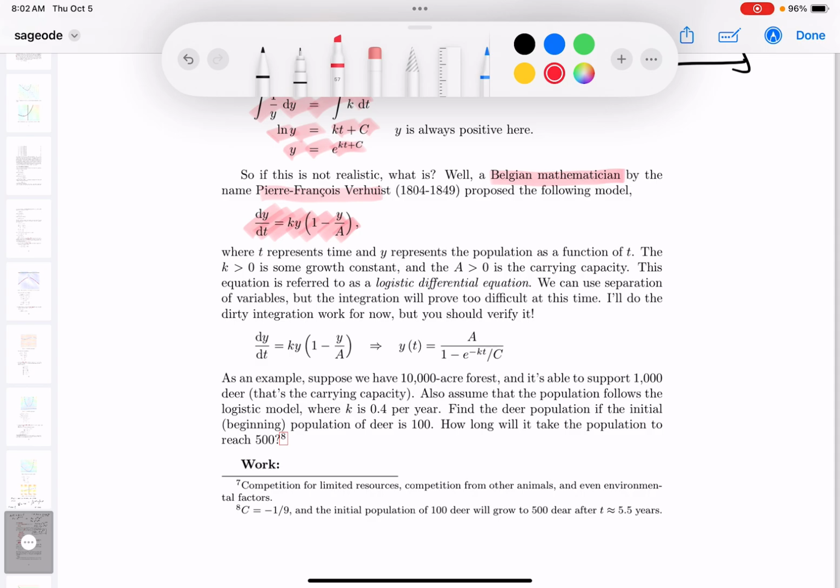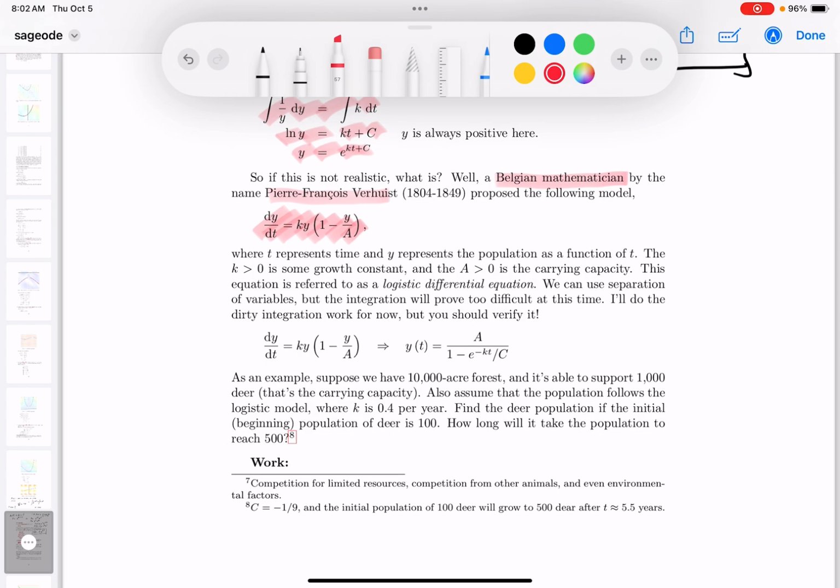All right. So where t represents time, y represents the population, and it's a function of time, by the way. All right. So the k is greater than 0. It's a growth model, and the a is something to do with the carrying capacity of it. Right. So what I want to do is talk about the name of it. It's the logistic differential equation, and it looks like this over here.